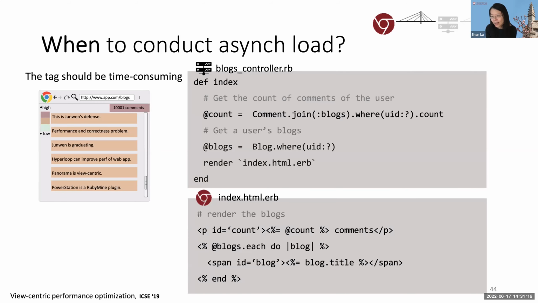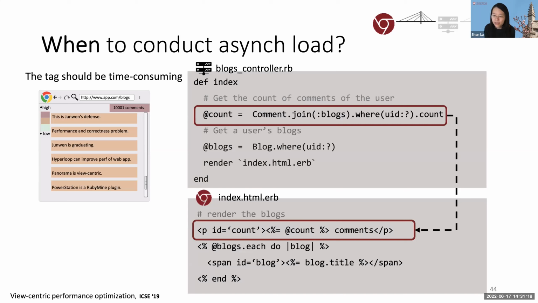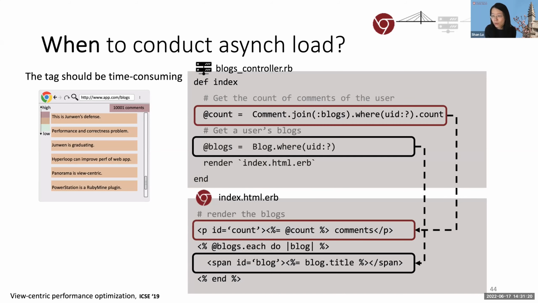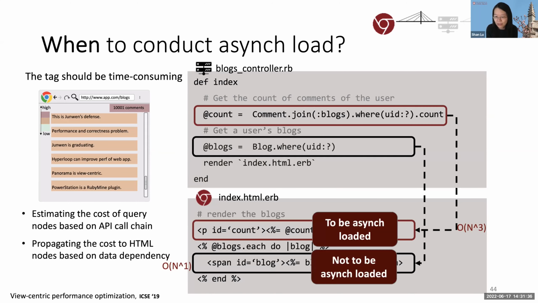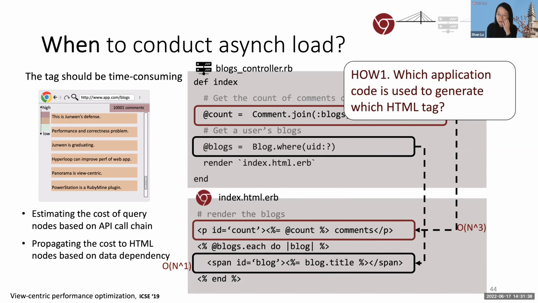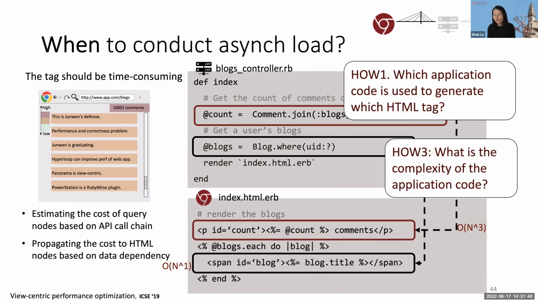And so this event essentially comes down to, first of all, I have to know for every HTML element what code is used to process data and generate it. And secondly, I need to do some kind of complexity analysis, so that I know which tag is the most complicated one, so that I want to asynchronously load it. Okay, so the first question is the same, right? And then here we have an extra challenge to do the complexity analysis.